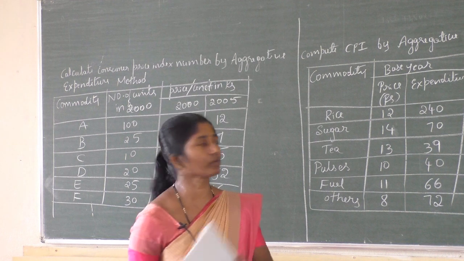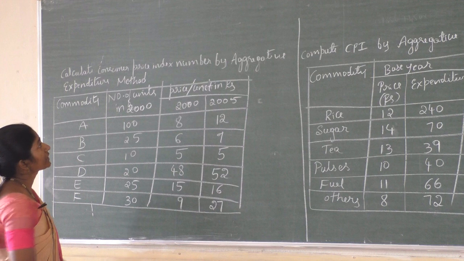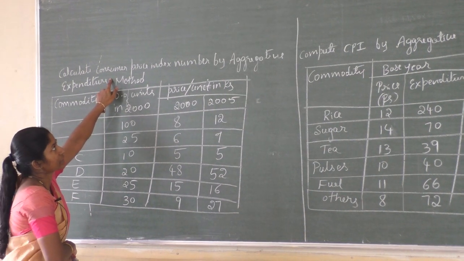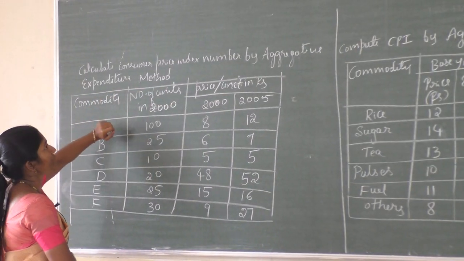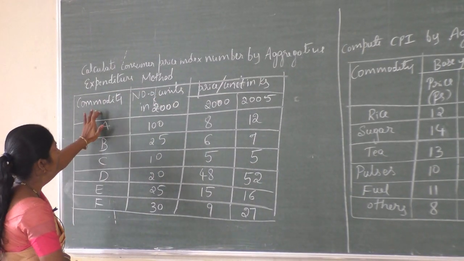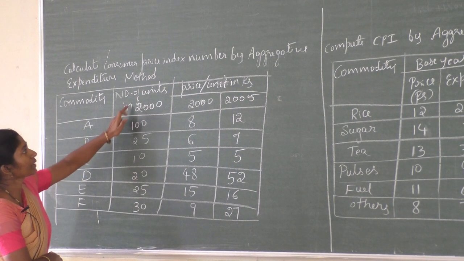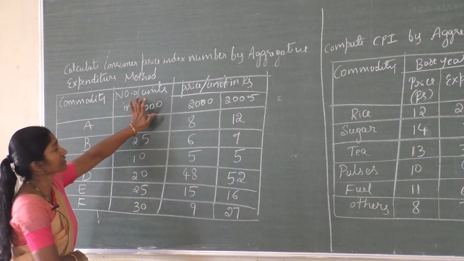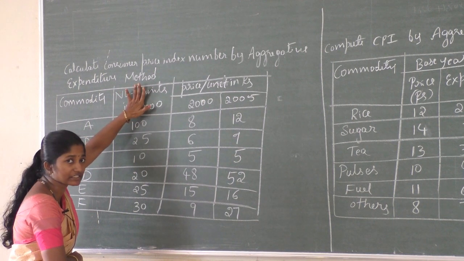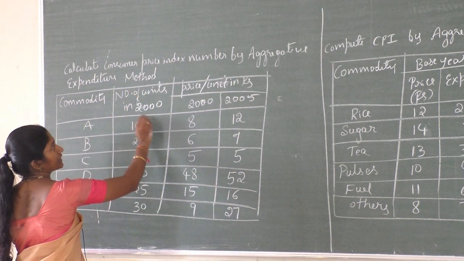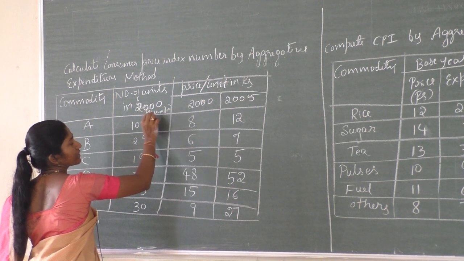Say we will do one of the problems. Here, calculate the consumer price index number or cost of living index number by the aggregative expenditure method. Here the commodities are given, I have written them as A, B, C, D, E, F. The number of units is given, nothing else is mentioned. Number of units means we have to consider this as the quantity. The number of units in 2000, that is the quantities.